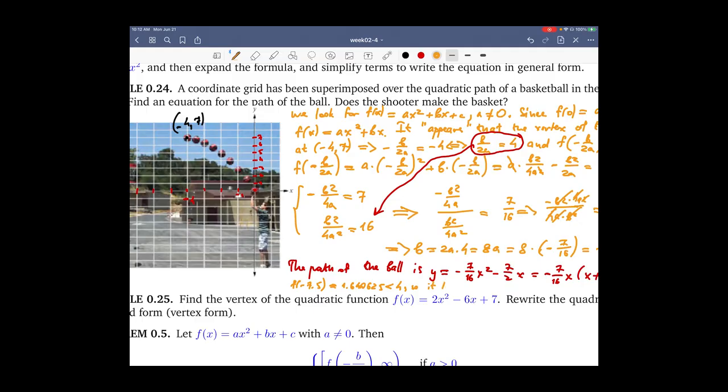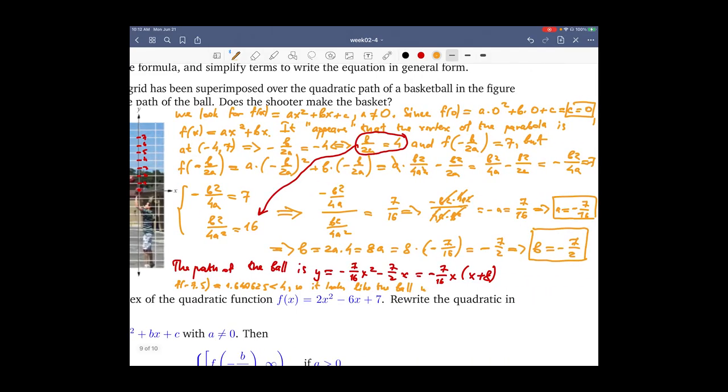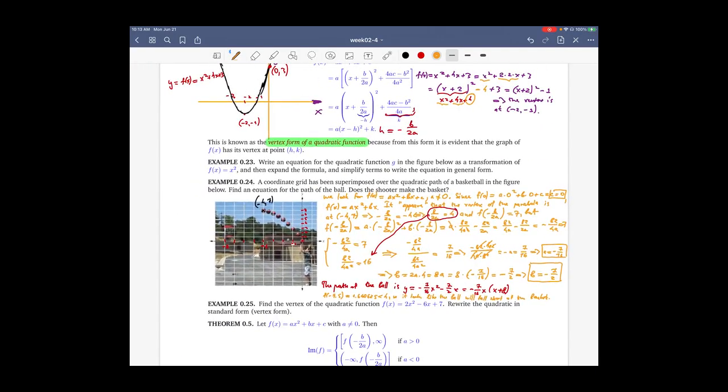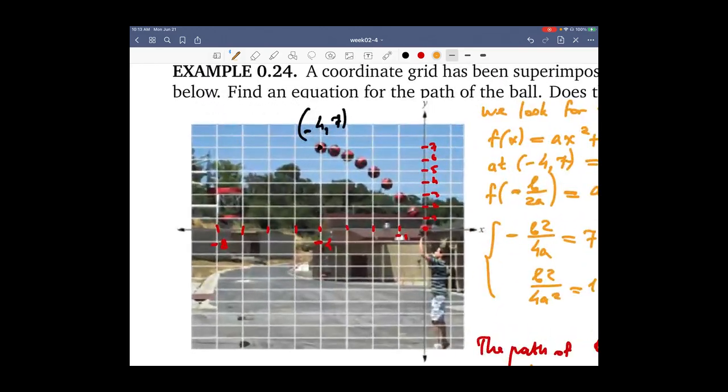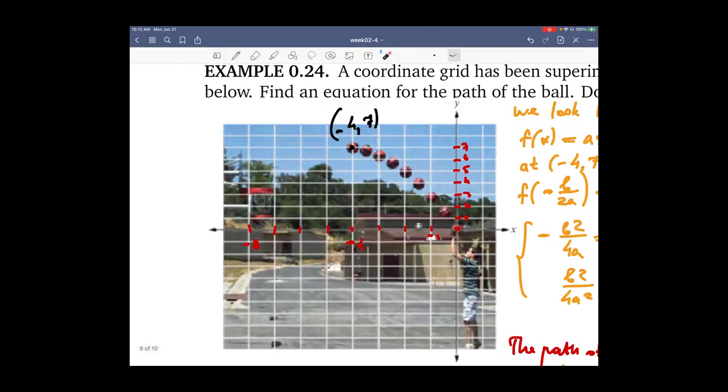So it looks like the ball will fall short of the basket. It will not fall into the basket. Although, of course, it all depends on how we interpret the shooter making the basket. What does that exactly mean? The problem doesn't tell us.